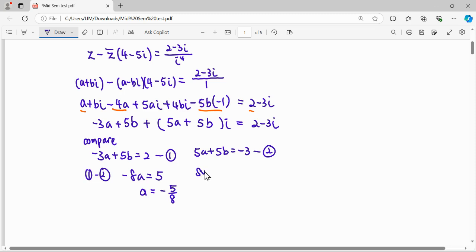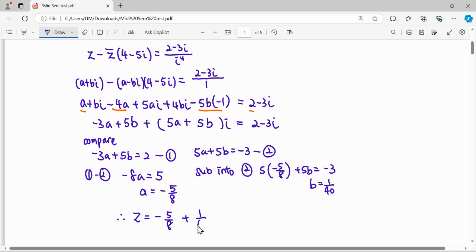Then we're going to substitute into either one of the equations. So for here, I pick equation 2 in order to find out b. So b will be 1 over 40. Therefore, answering the question, what is our complex number? It will be negative 5 over 8 plus 1 over 40 i. So that will be our part A.